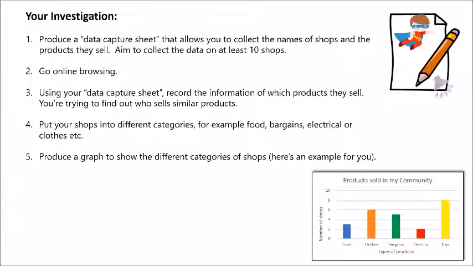Number 3, using your data capture sheet, record the information on which products they sell. You're trying to find out who sells similar products. Number 4, put your shops into different categories, for example, food, bargains, electrical, clothes, or whatever you can find. And number 5, produce a graph to show the different categories of shops. Here's an example for you. That's what you're aiming towards at the end.